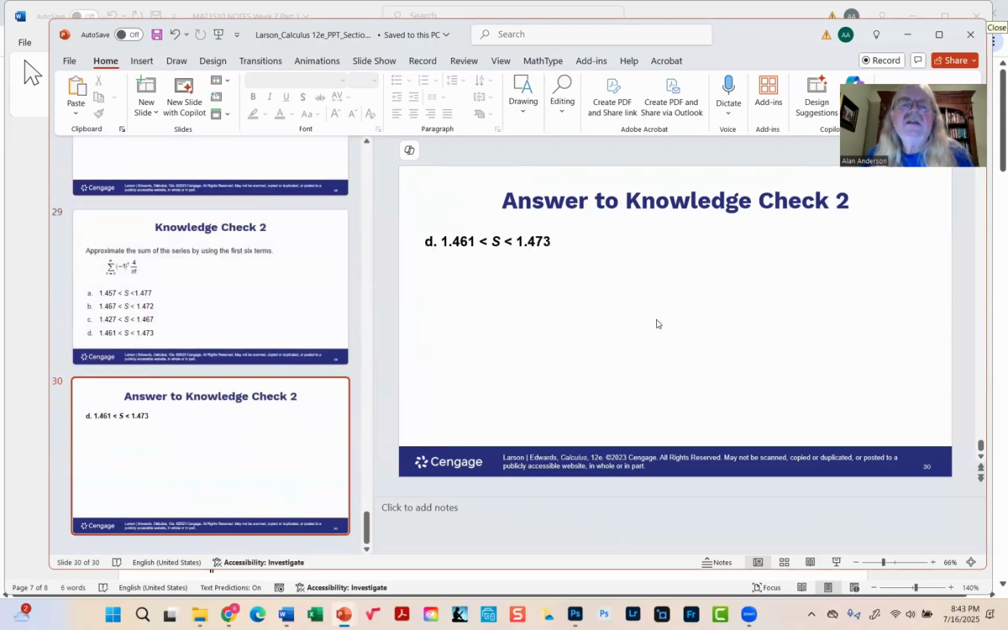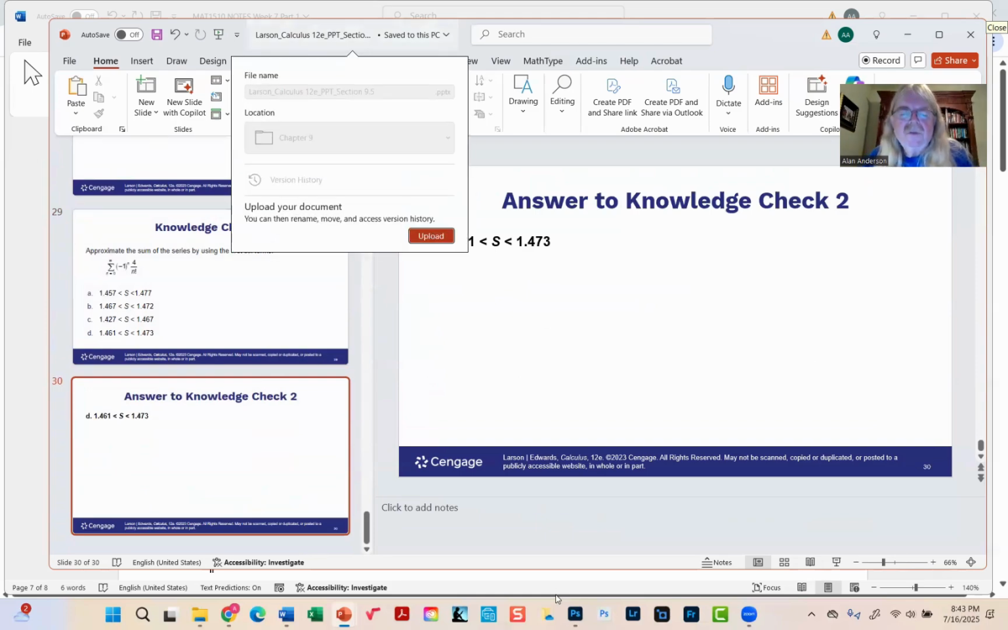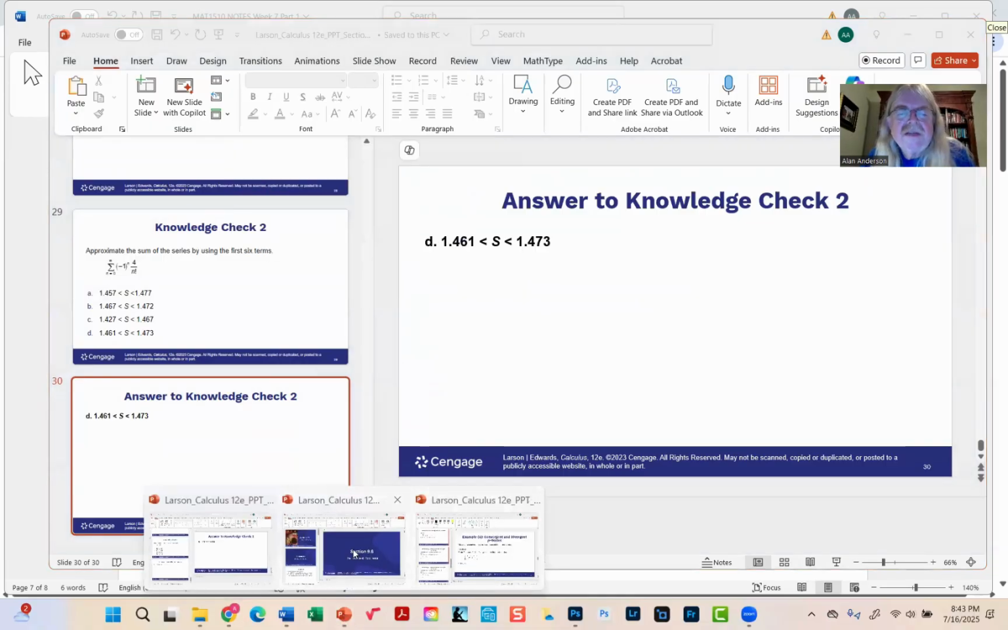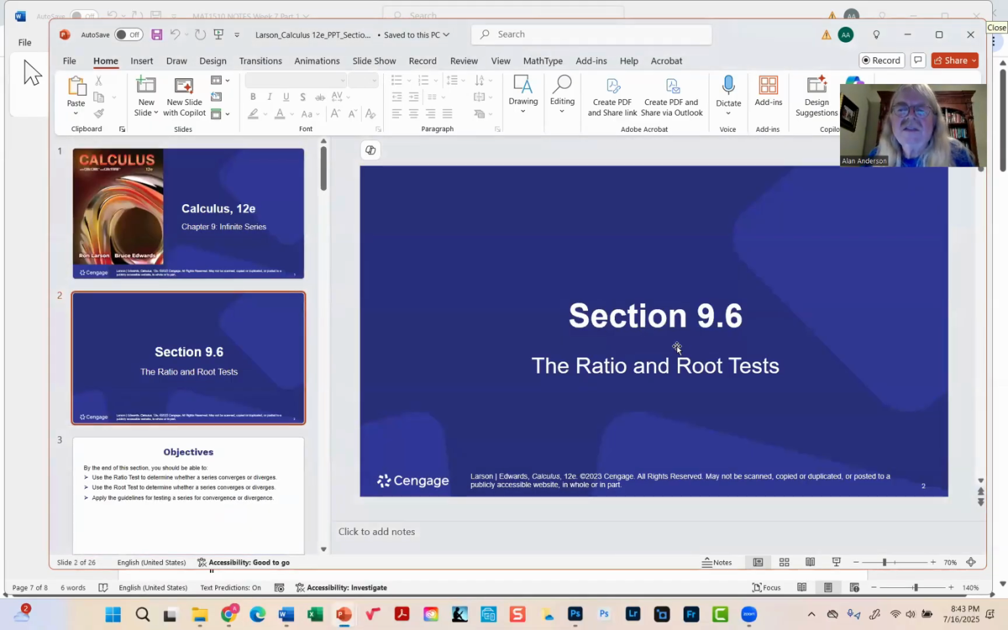All right. So what is this? This is 9.5. All right, so 9.6 actually is a little bit more down to earth. I think you'll find that these are much more straightforward compared to what we were just doing in 9.5. This one is much more intuitively clear what's happening.